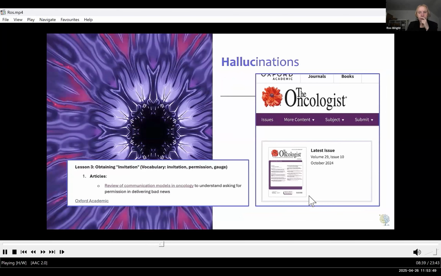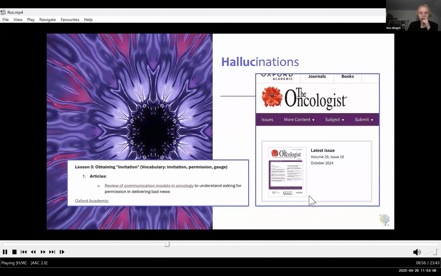However, instead of taking me to a specific article, the link AI had proposed took me to the landing page for the oncologist and not the article. I realised that this was AI hallucinating.